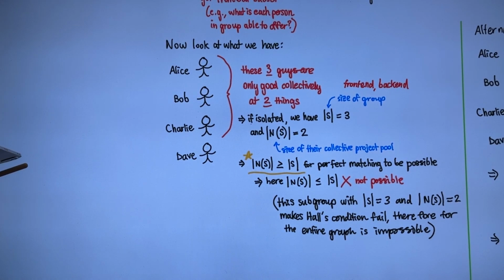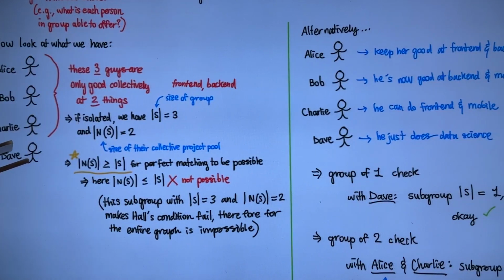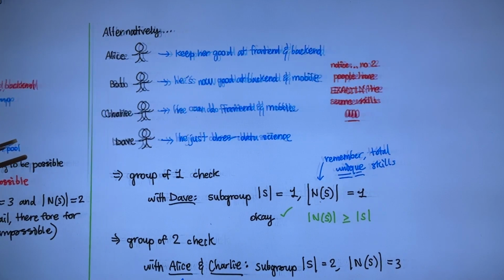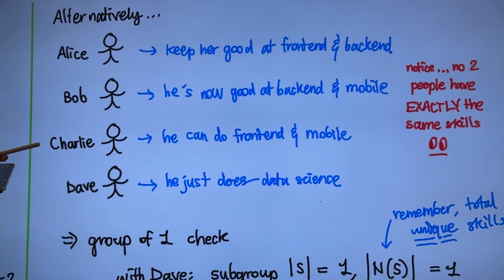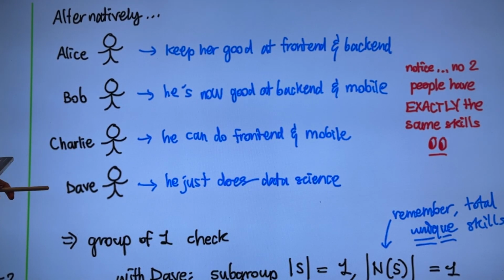But what would an example look like where you do have a perfect matching? Well, let's go back to those 4 people again: Alice, Bob, Charlie, and Dave. Let's say Alice is still good at front end and back end, okay? She's still got the same skills. Bob, let's say he's now good at back end and mobile. Charlie is good at front end and mobile. And Dave, he just does data science.